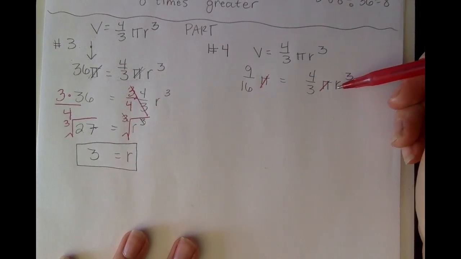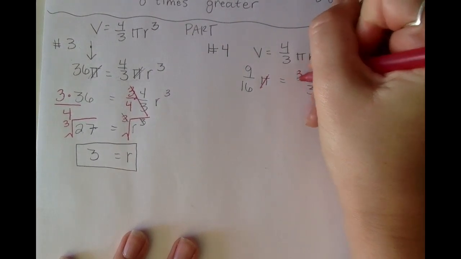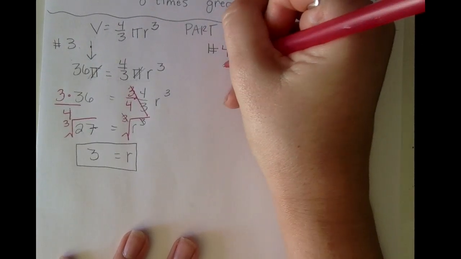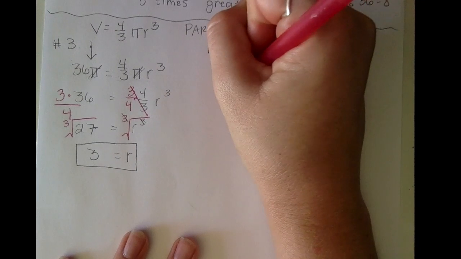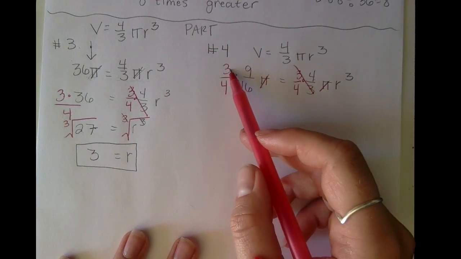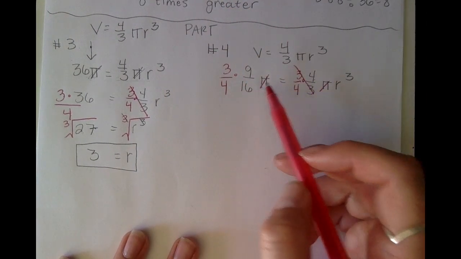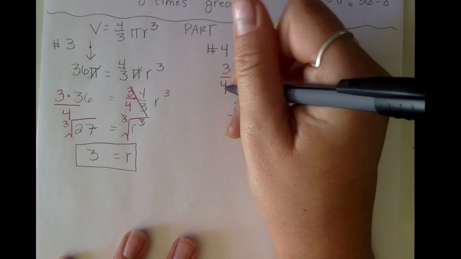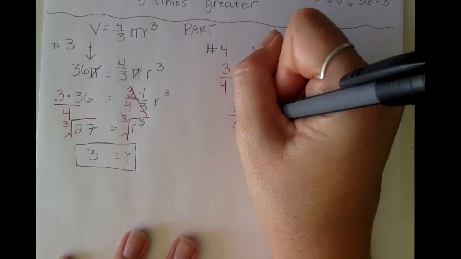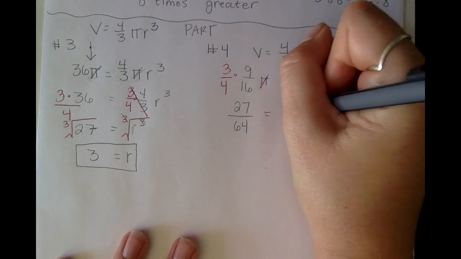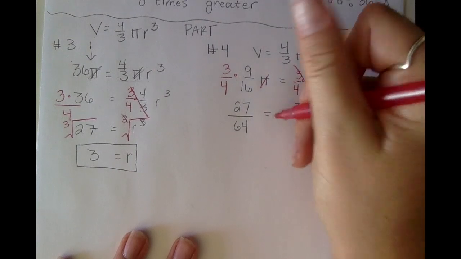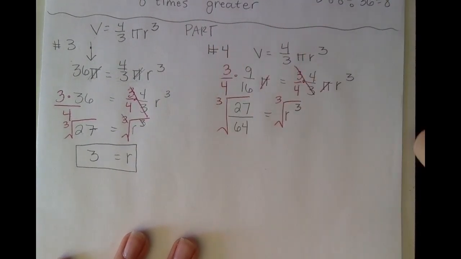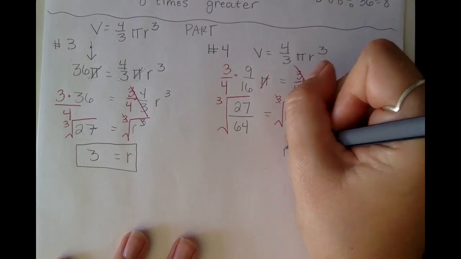I want to get rid of now 4/3, so I multiply by my reciprocal, because 12/12 is 1, that cancels out. And then I do the same thing on this side. And remember, when I'm multiplying with fractions, I multiply the numerator across and then the denominator across. So 3 times 9 is 27 over 4 times 16 is 64. I'm left with r cubed. Again, I want to take the cube root of each side. And so this is a little throwback. I know that these will cancel out, so r will equal.